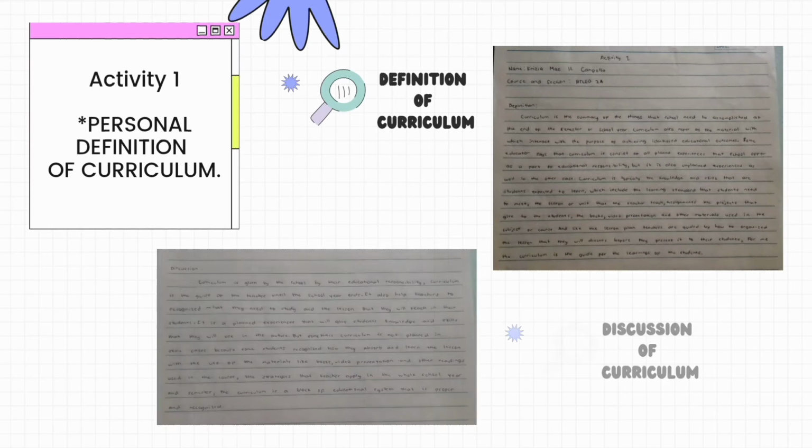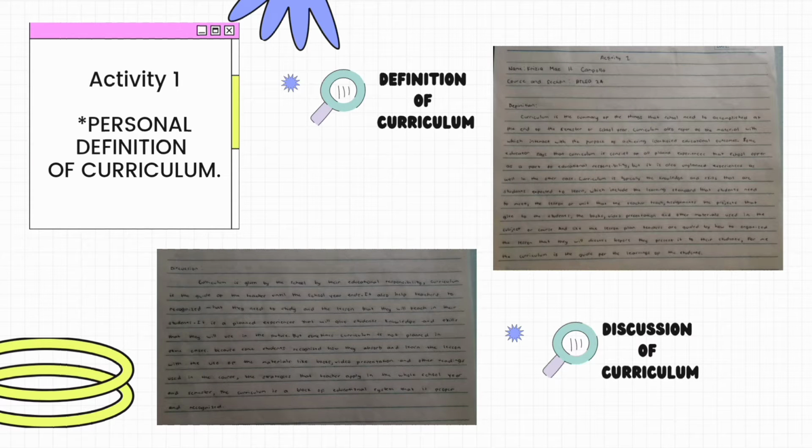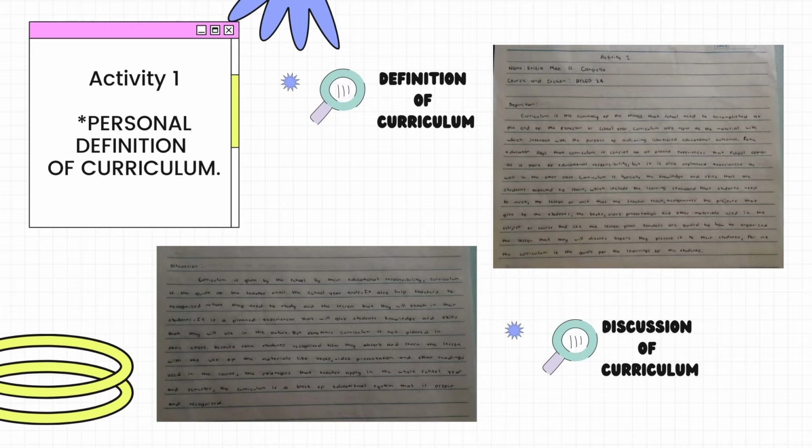In Unit 1 Activity 1, the direction is I need to write my personal definition of curriculum and discuss its definition. I write my own definition based on my understanding and discuss it with all my knowledge about the curriculum. I define curriculum on how it gave the needs of school, teachers and learners.